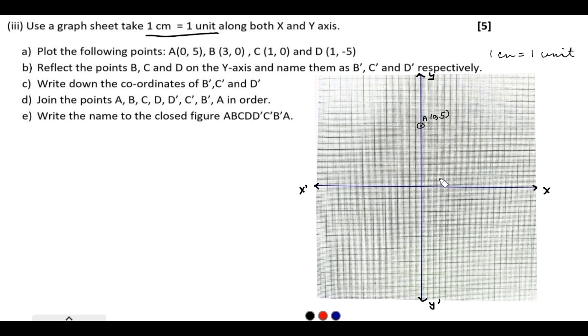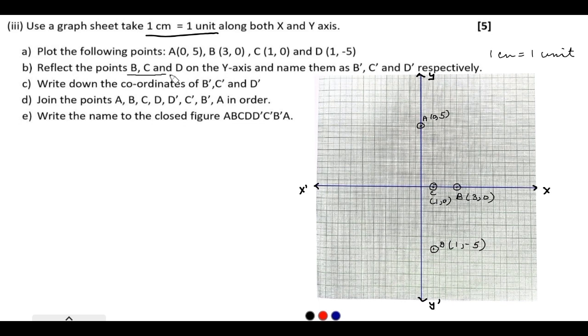Second, B is (3, 0). This is point B. And the third is (1, 0). That is C. D is (1, minus 5), 1 and minus 5. This is point D. Now come to the second part.